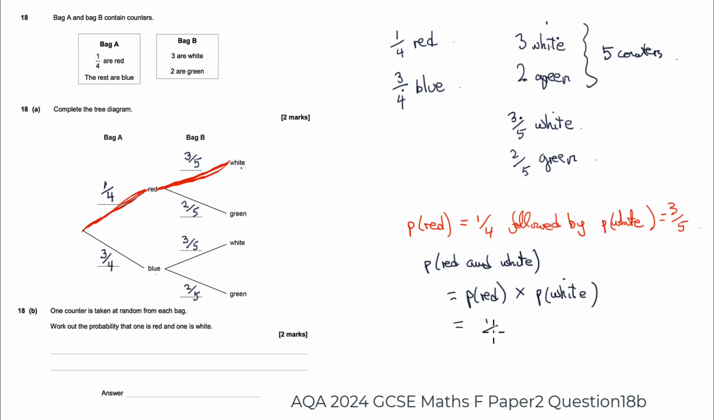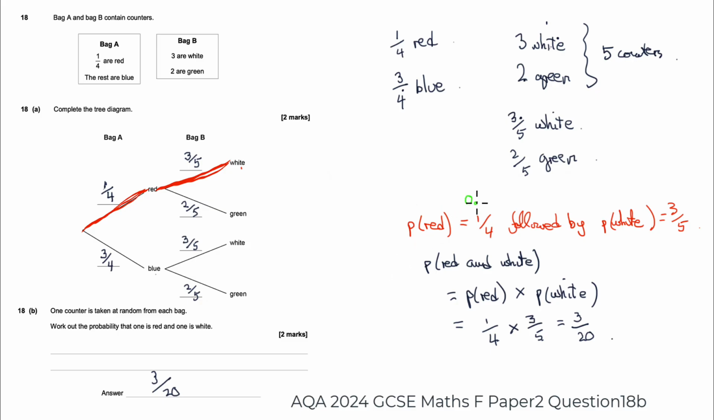So we'd have 1/4 times 3/5, which would give us, multiplying these, 1 times 3, 4 times 5, be 20. So our answer would be 3/20 for that probability.